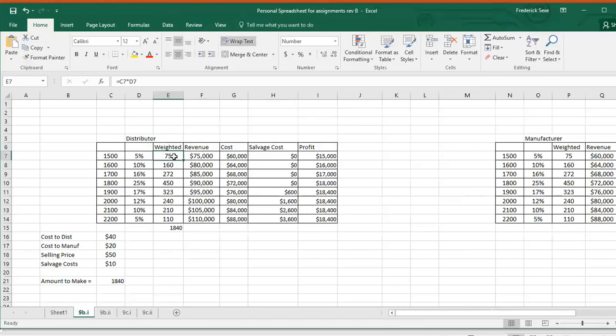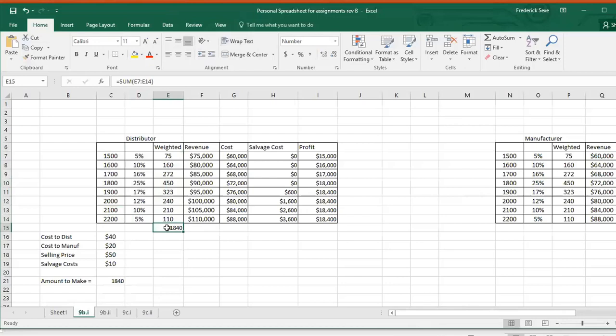So you do this for all of the values, okay? Like for instance, it's 2,200 times 5% is 1,100. And then you add them all up. This gives you a weighted distribution value. And in this case, it's 1,840.